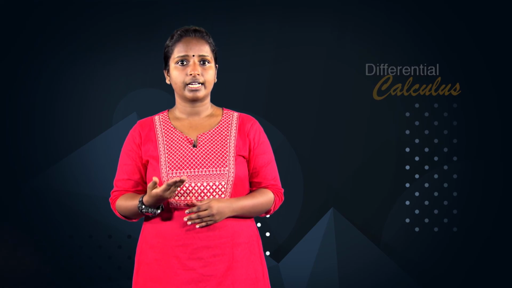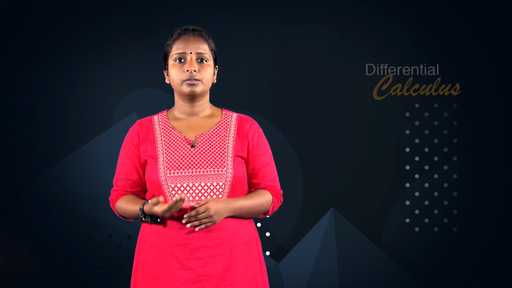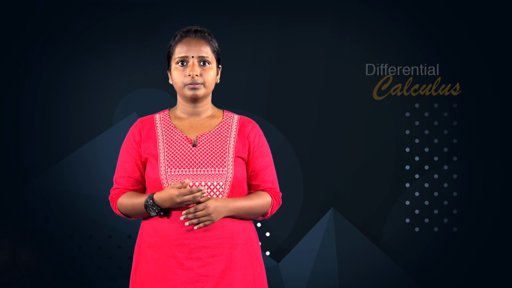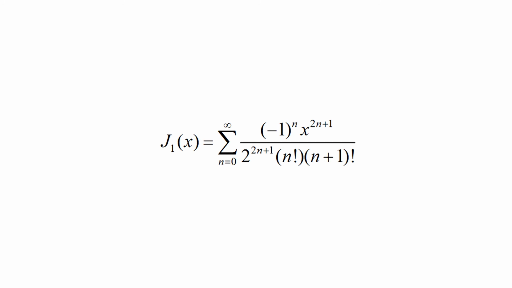Sometimes new functions actually originate as a power series. For example, the following functions called Bessel's functions arise naturally in the study of planetary motion and in various problems that involve heat flow. J naught of x equal to summation (negative 1) to the power n x to the power 2n upon 2 to the power 2n into (n factorial) whole square where n from 0 to infinity. And J1 of x equal to summation (negative 1) to the power n x to the power 2n plus 1 upon 2 to the power 2n plus 1 into n factorial into (n plus 1) whole factorial where n from 0 to infinity.